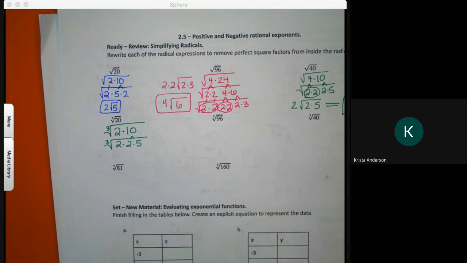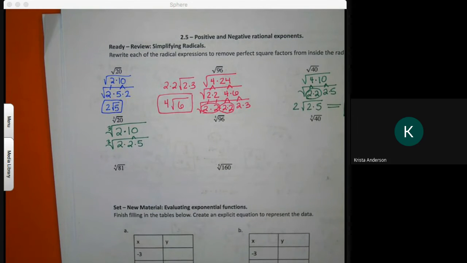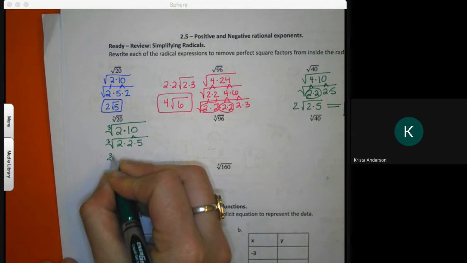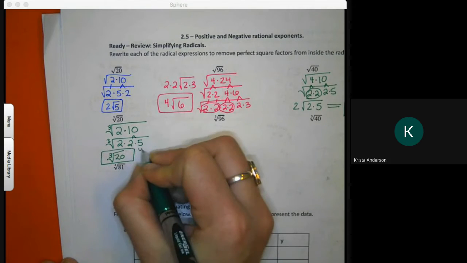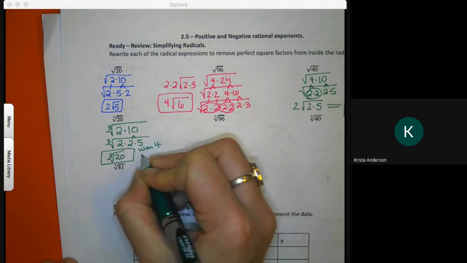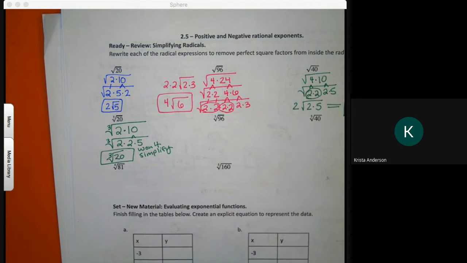5. Now, do you see how there's this 3 on the root? That means you need 3 of the same number to leave. Do you see 3 of any number? No. There's not, so it won't simplify. It's just cube root 20. So it's okay if it won't simplify. That will happen every once in a while.